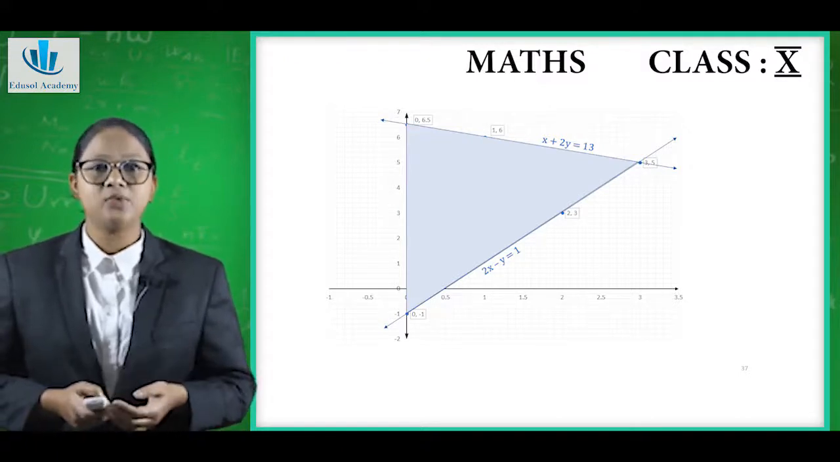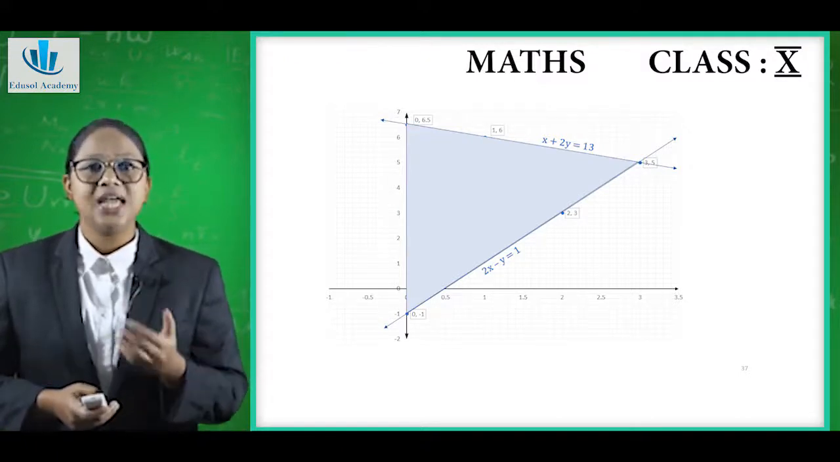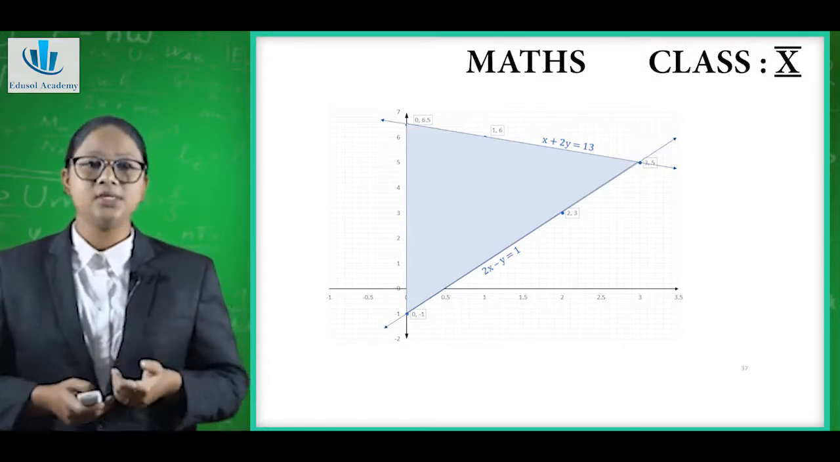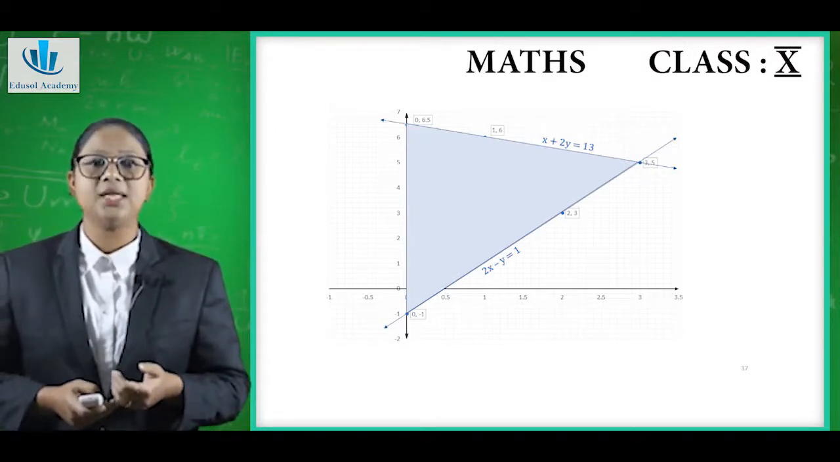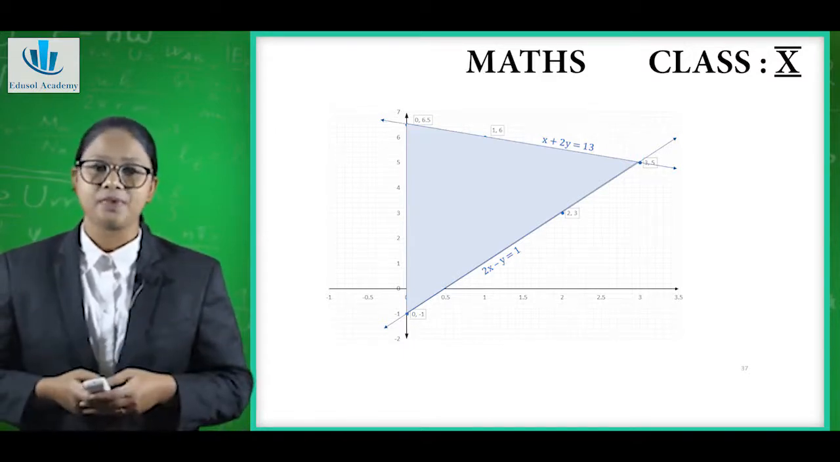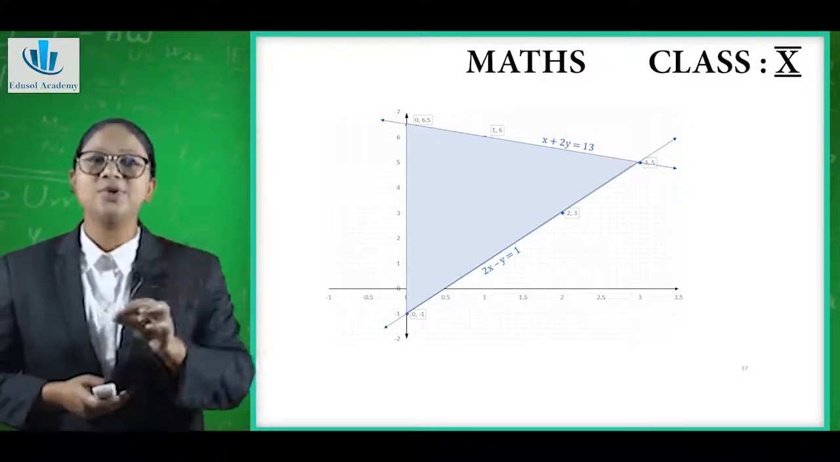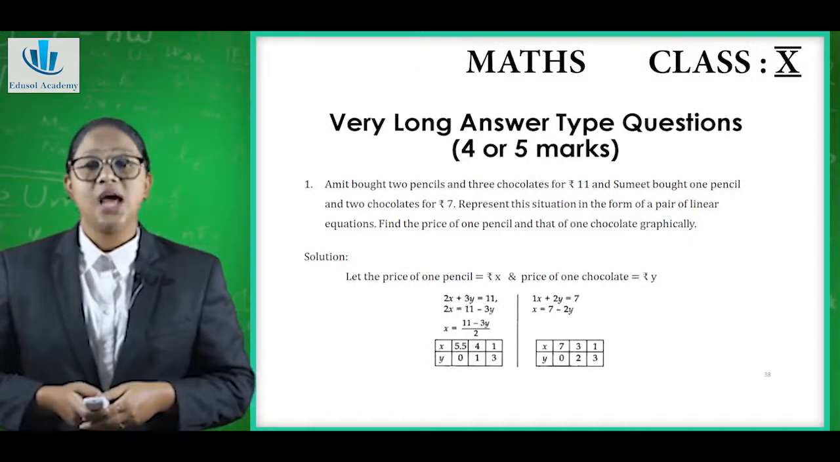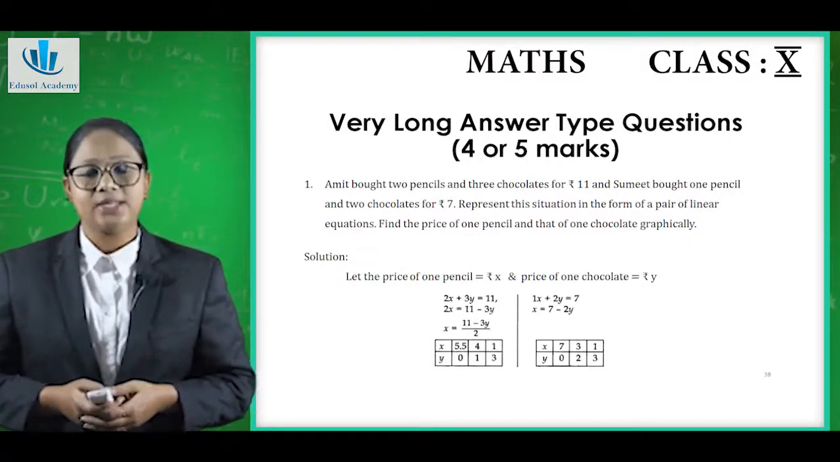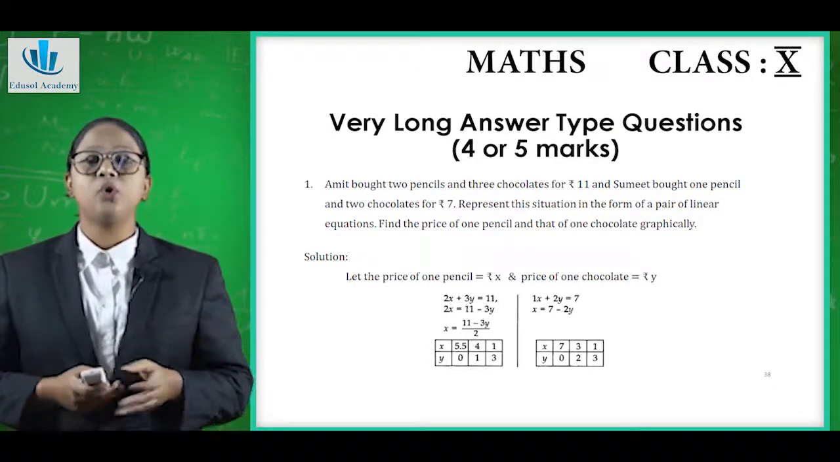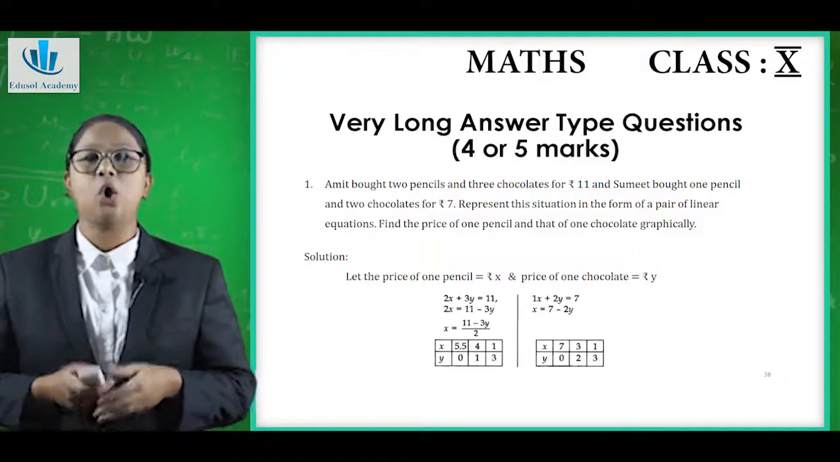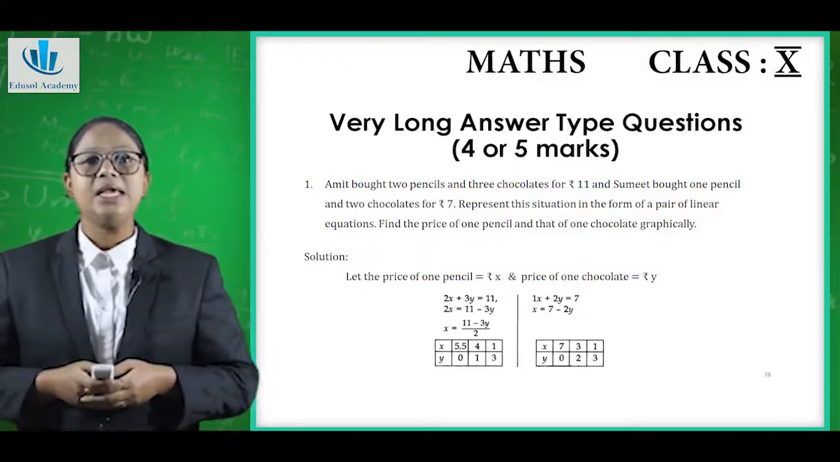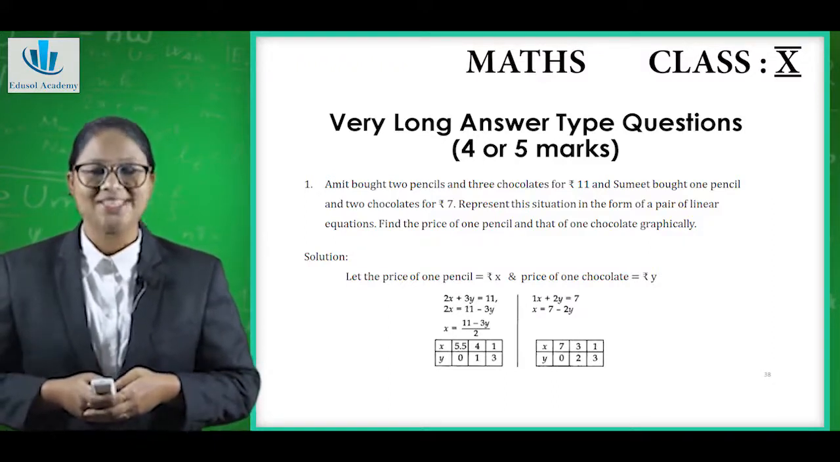Now the second part of the question is to shade the triangular region. So you can see the shading of the triangular region. So during exam, you have to literally shade the triangular region. Now moving on to the last section, very long answer type questions of 4 or 5 marks depending on the curriculum. Let's move on to the first question.